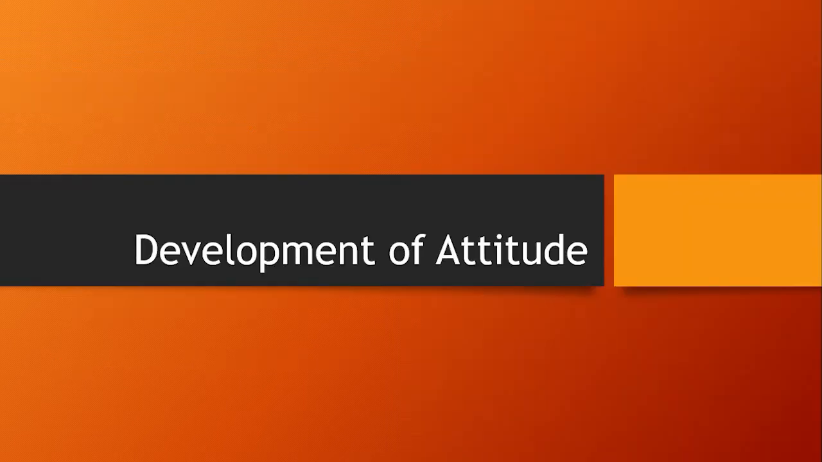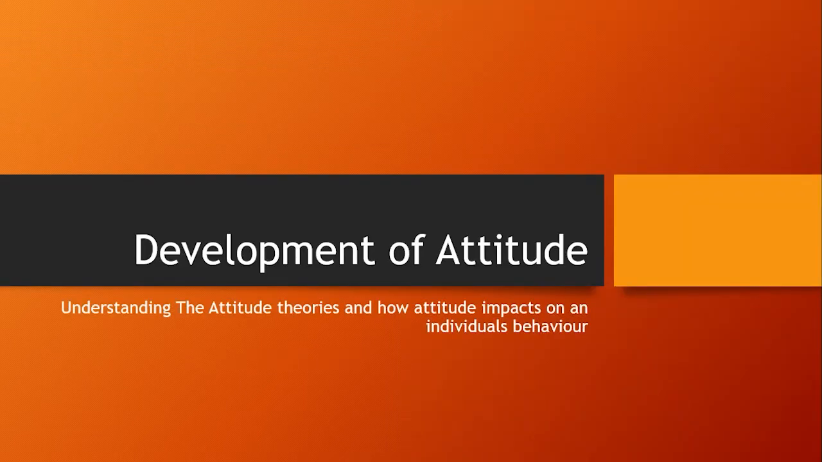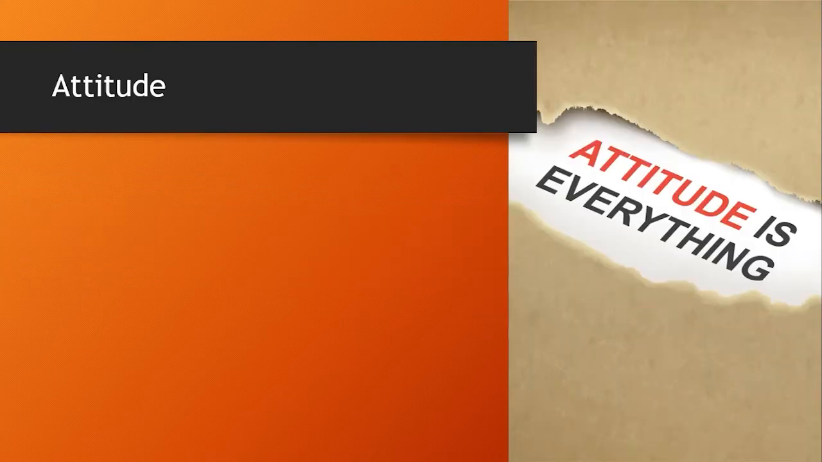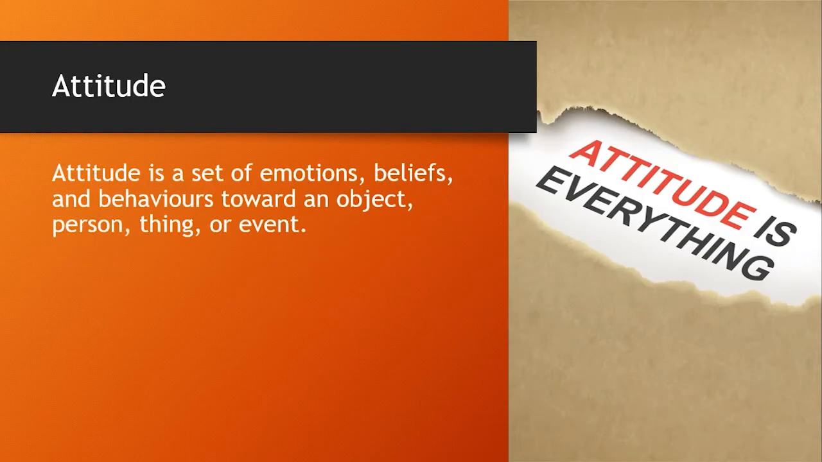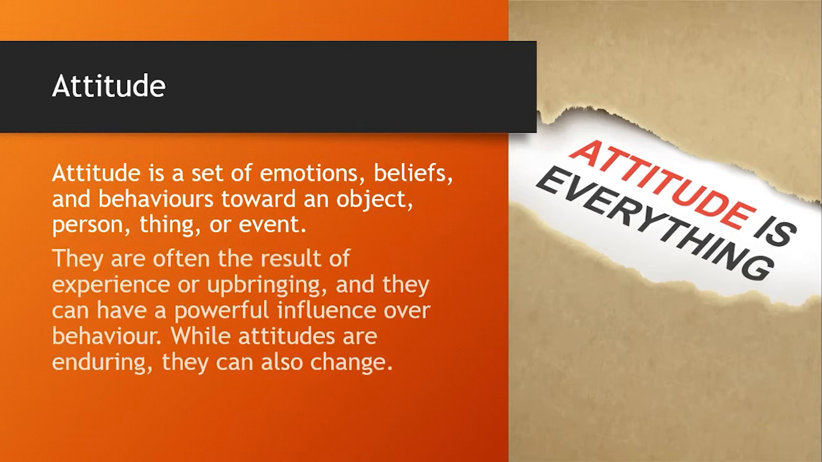Next is the development of attitude. This is understanding the theories that affect our development of attitude and how it impacts our individual behavior. Attitude is a set of emotions, beliefs, and behaviors towards an object, person, thing, or an event. And we can have both positive and negative attitudes towards something. They're often the result of experiences or upbringing, and they can have a powerful influence over how we behave.